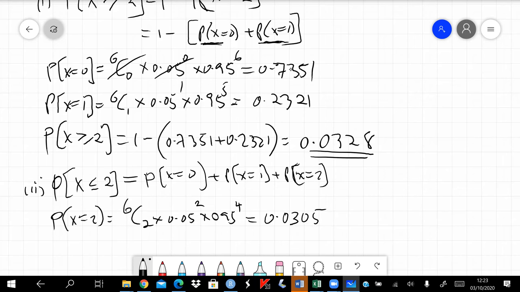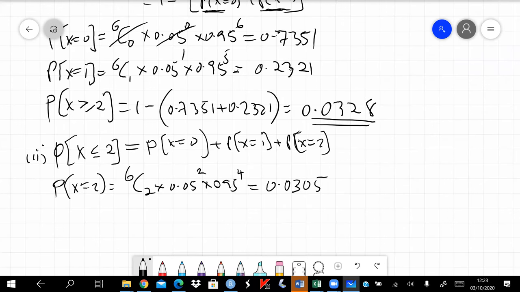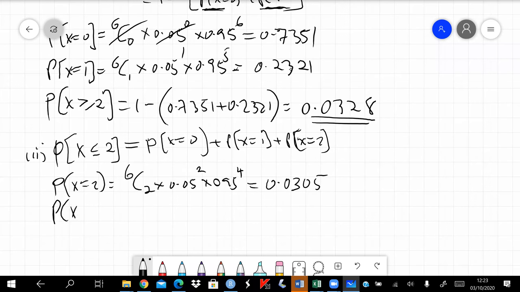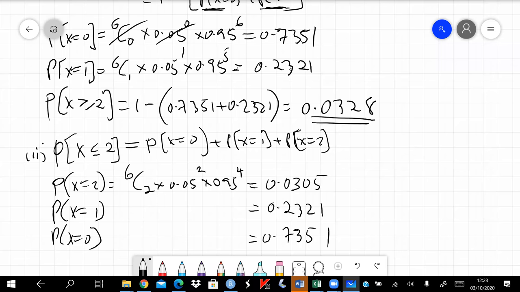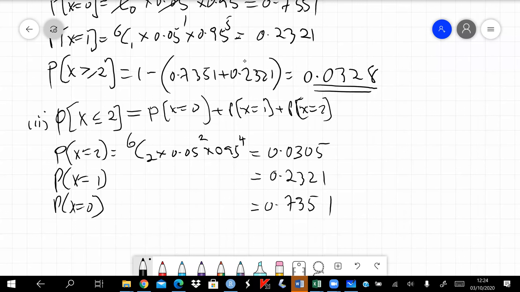0.0305. Correct. Thank you. So then we also know that the probability of X equal to 1 is 0.2321, and the probability that X is equal to 0 is 0.7351.